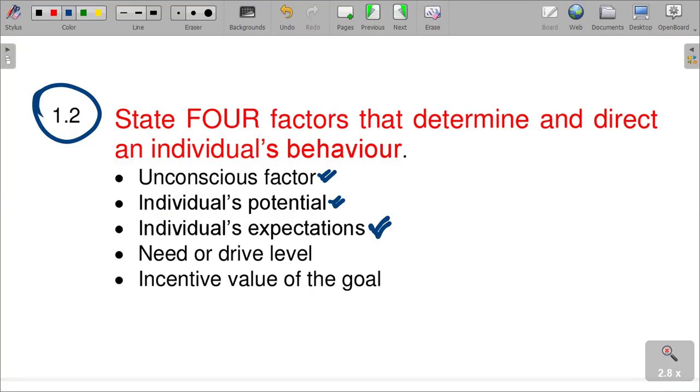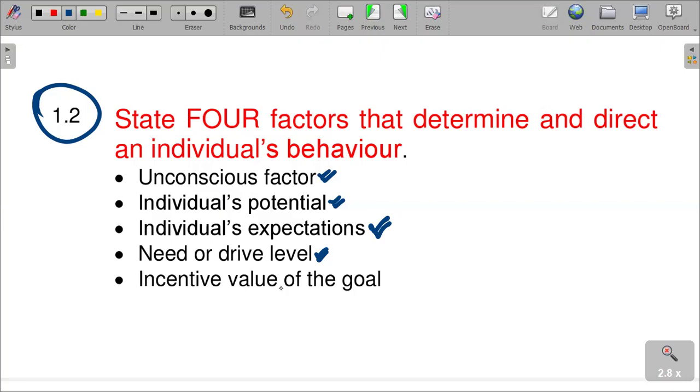And then the need or drive level. The orientation of an individual, how he is expecting, would also define the person's behavior. I can give an example: where a person has a high expectation, the level of commitment and interaction can be deeper and more relevant, and commitment will be high, unlike when a person does not have any expectation.